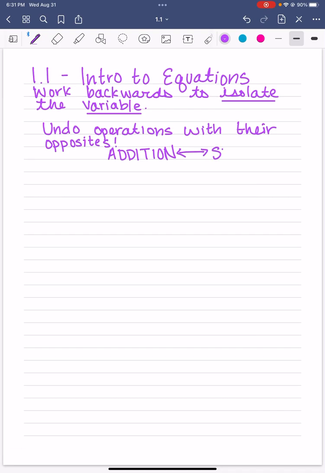I like drawing this two-way arrow because it goes both ways. Addition is the opposite of subtraction, and subtraction is the opposite of addition. Did I just misspeak? I don't remember what I said. Multiplication is the opposite of division.